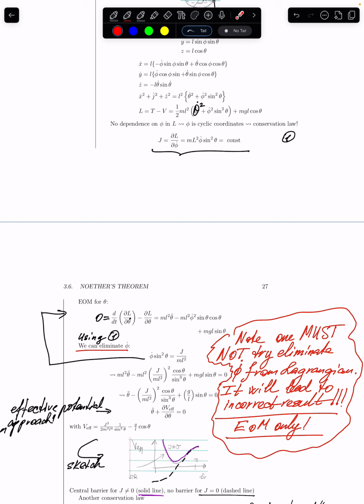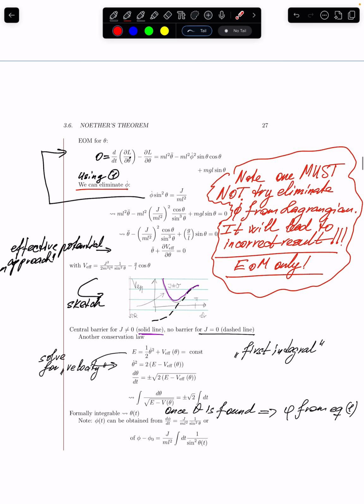So in the equations of motion, we could use, and we did use, this conservation law, and we substituted it into the equation itself, not into the Lagrangian. Okay, anyway, we obtained this combination over here with this effective potential. And next we're going to analyze it. This analysis is essentially known by the name of the effective potential approach, quote unquote.